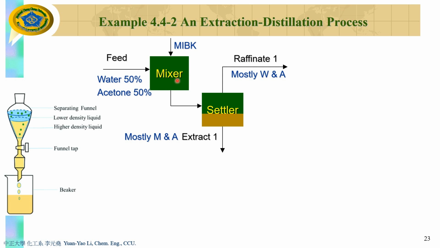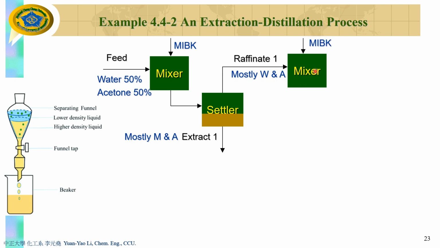So you only want to spend 1 hour or 10 minutes to separate these 2 within 80% efficiency. So of course you will have 20% of acetone here, because you want to run this efficiently. So in that case, you might need another mixer, right? Because there is still about 20% of acetone in the raffinate. So you want to have another mixer.